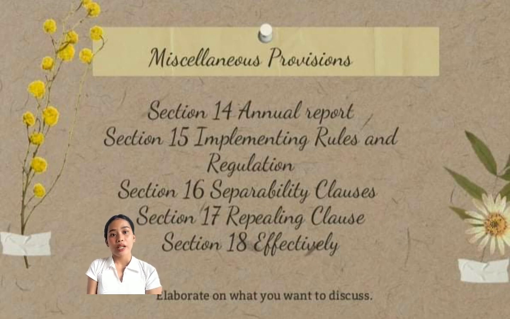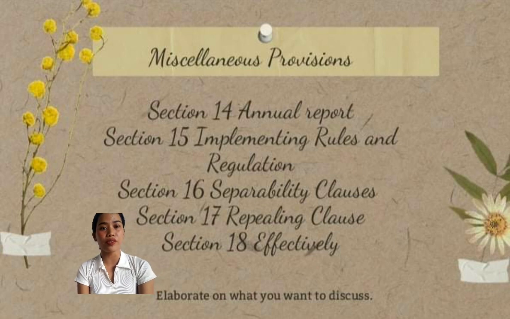Section 17. Repealing clause. Existing laws, presidential decrees, executive orders, proclamations, or administrative regulations that are inconsistent with the provisions of this act are hereby amended, modified, superseded, or repealed accordingly. Section 18. Effectivity. This act shall take effect 15 days after its publication in the Official Gazette or in at least 2 newspapers of general circulation.